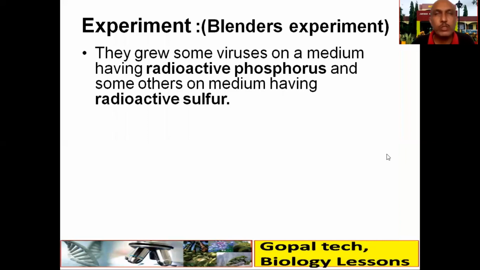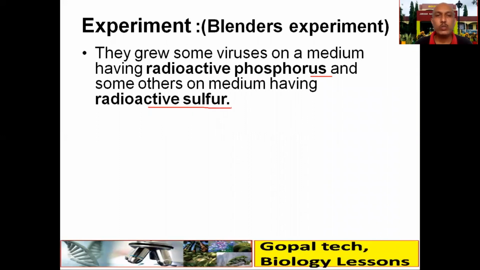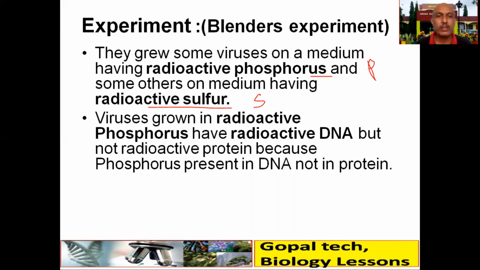Now you see the blender experiment, how you can write it in the examination. You know those 3 steps, diagram, very important. So they grew some viruses on a medium having the radioactive isotope phosphorus, and some others on a medium having radioactive sulfur. So here it is P32 and S35.